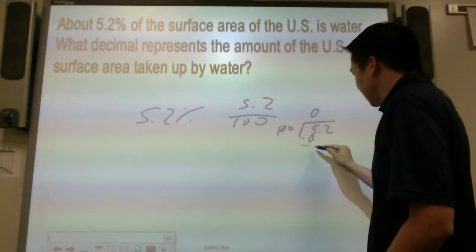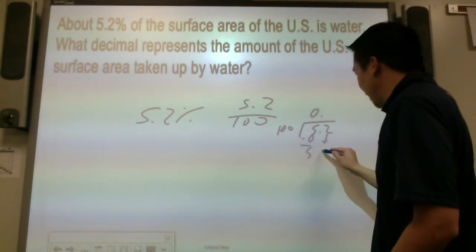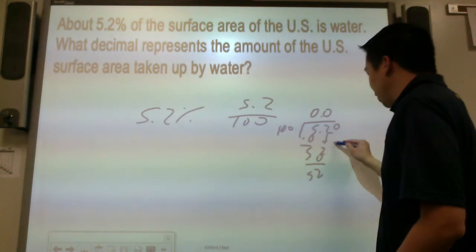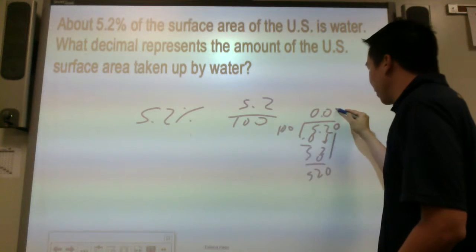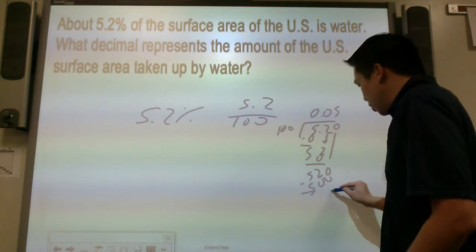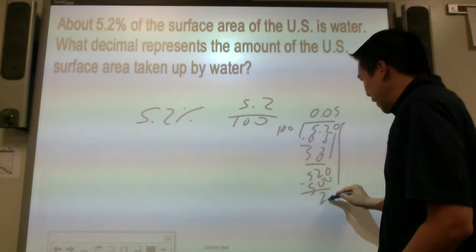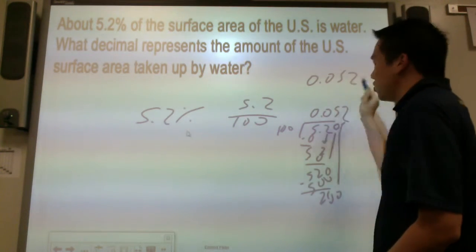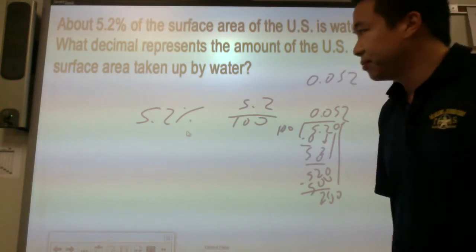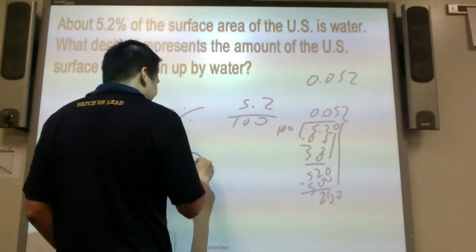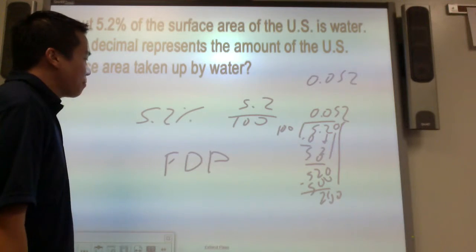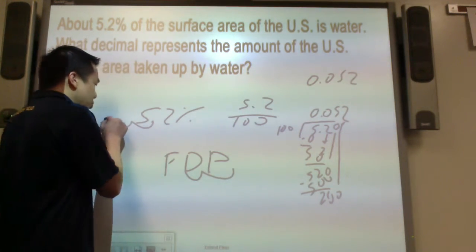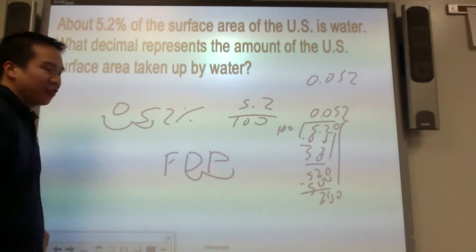0 times. Bring down the 2. Line it up. Can 100 go in 52? 0 times. Add our 0, get rid of this remainder. Can 100 go in 520? 5 groups. 20. Add our 0. Can 100 go in 200? 2 times. So the decimal is 52 thousandths. If you use FDP to turn a percent to a decimal, move it 2 places back, 0.052.